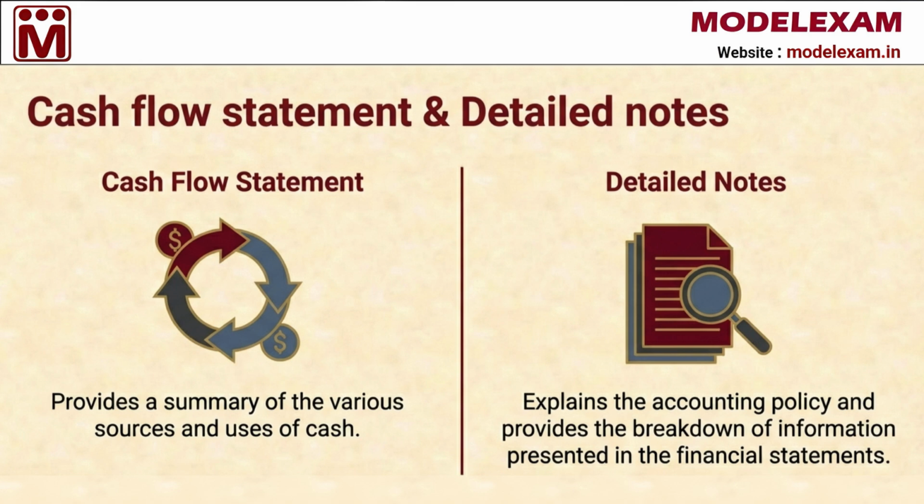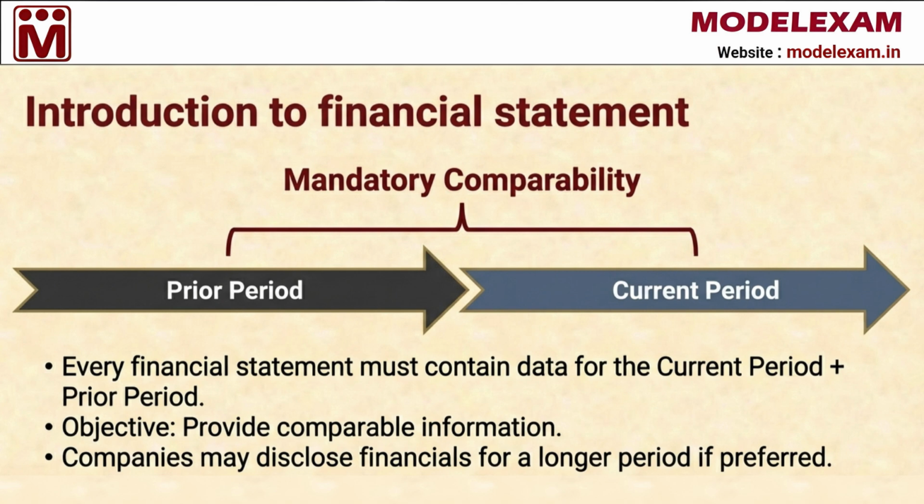We also have the cash flow statement and detailed notes. The cash flow statement is crucial because profit is not the same as cash. This document provides a summary of the various sources where cash came from and the uses where cash went. Alongside these numbers, you will find detailed notes. These are the fine print that explain the accounting policy and provide a breakdown of the information presented in the main statements. A single number on its own does not tell us much.